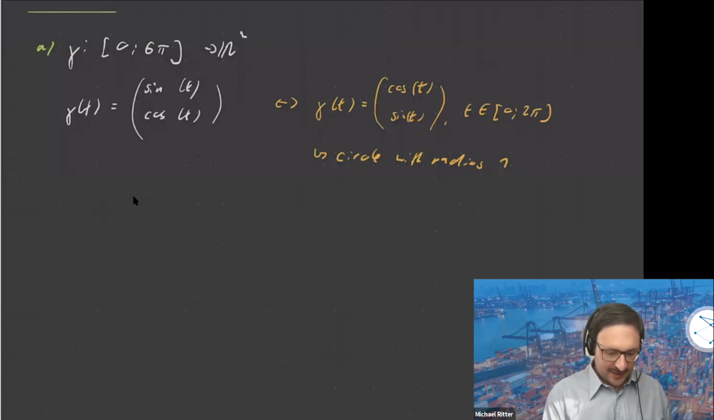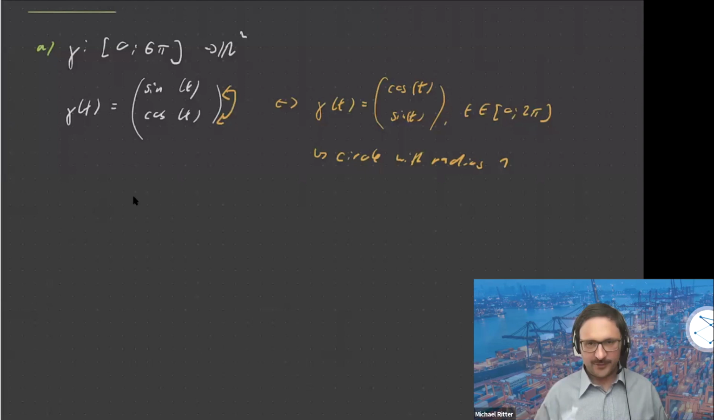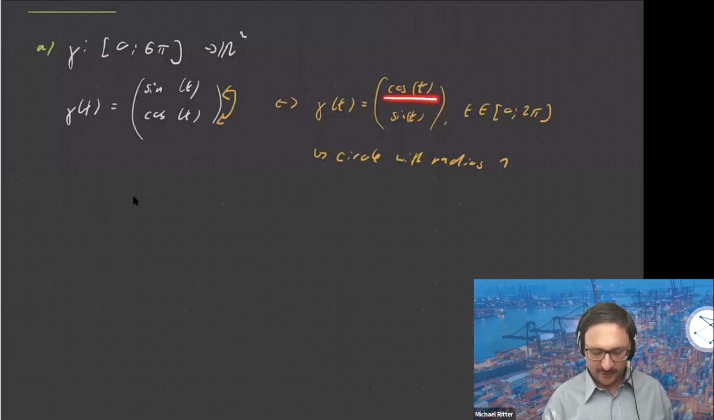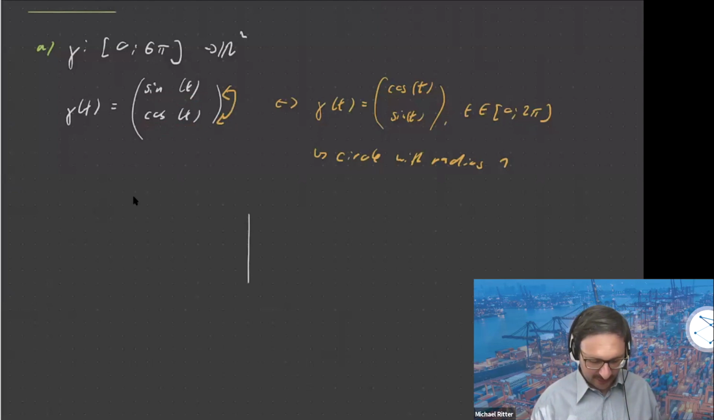The other thing that has changed, that's probably a little more important, is the order here. So if you compare that, you will find that here we have the cosine and then the sine in the second coordinate. Here we have the sine and then the cosine. So what difference does that make? Let's have a quick look at the sketch.